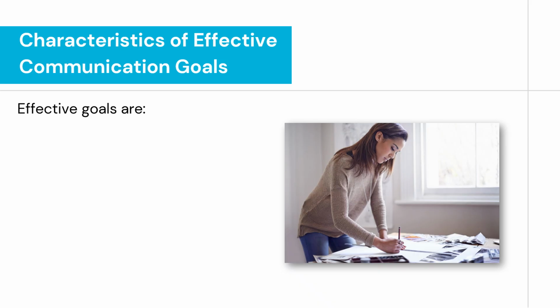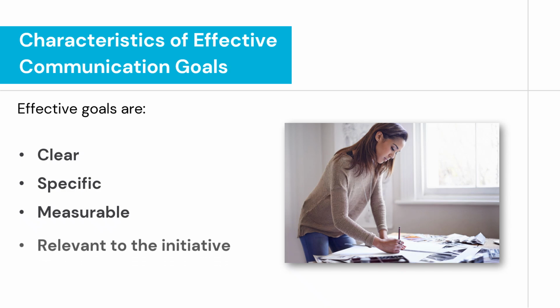However, not all communication goals are equally effective. Strong goals are clear and specific, making it easy to understand what the communication is intended to accomplish. They are also measurable, which allows organizations to evaluate whether the goal has been achieved. In addition, effective goals are relevant to the initiative or situation, ensuring that communication directly supports organizational priorities.